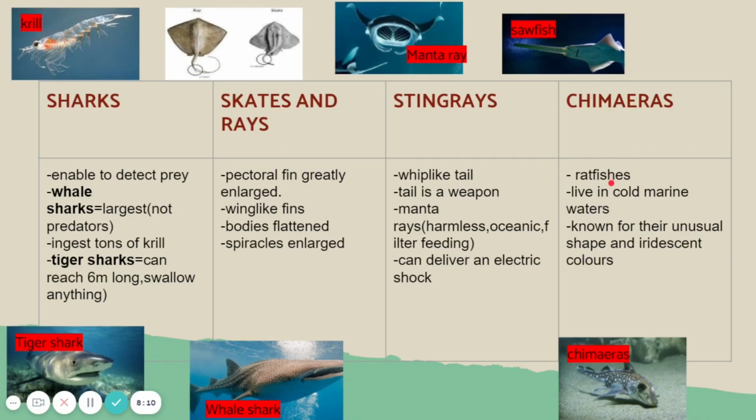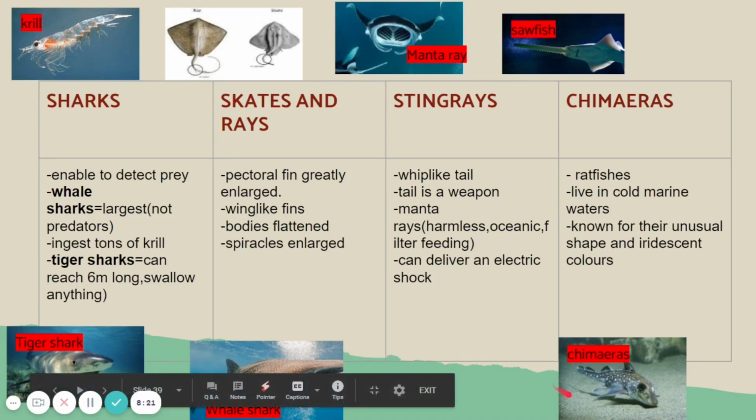Okay, the last one is chimaeras. Chimaeras are called ratfishes. They live in cold marine water and are also known for their unusual shape and iridescent colors. So this is the chimaera.